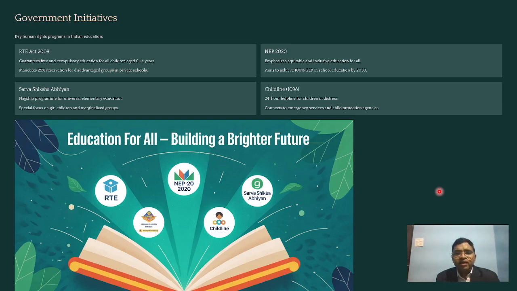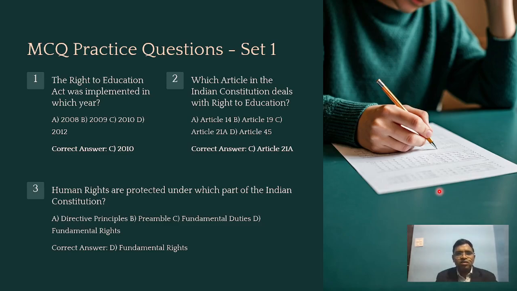Then NEP 2020 says that it emphasizes equitable and inclusive education for all, and aims to achieve 100% GER in schools by 2030. Then Sarva Shiksha Abhiyan is the flagship program for universal elementary education, with special focus on girl children and marginalized groups. Okay, child helpline, it is 1098. Please do remember, it is a 24 hours helpline for children in distress, connecting to emergency services and child protection agencies.